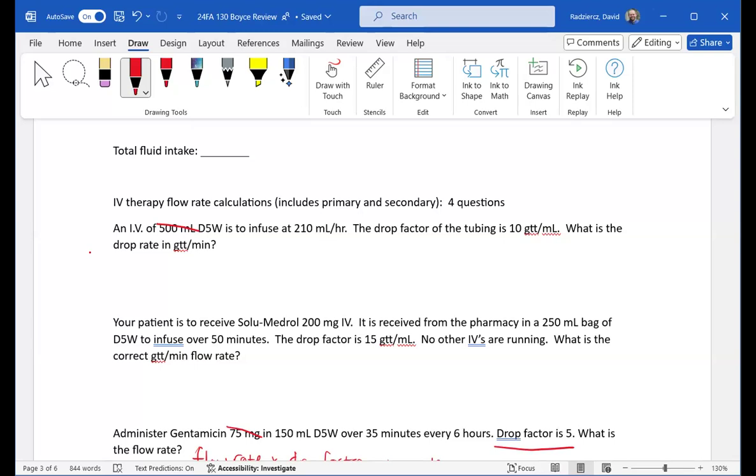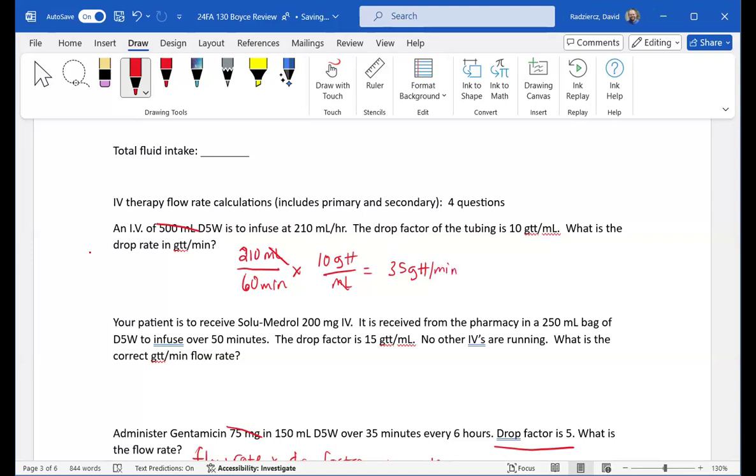So what I'm going to do is take my 210 milliliters, and then I'm going to simplify this. Instead of worrying about an extra dimensional analysis step, I know that 1 hour is 60 minutes. You know that 1 hour is 60 minutes. Times my drop factor. And when this is all said and done, you'll get an answer of 35 drops per minute.